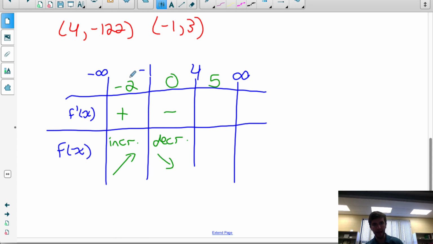Okay, so at negative 1, the function was increasing before negative 1 and decreasing after negative 1. The fact that it changes from positive to negative tells me there is in fact a local max at negative 1, 3. Right? Because before that point the function was increasing, after that point the function is decreasing.